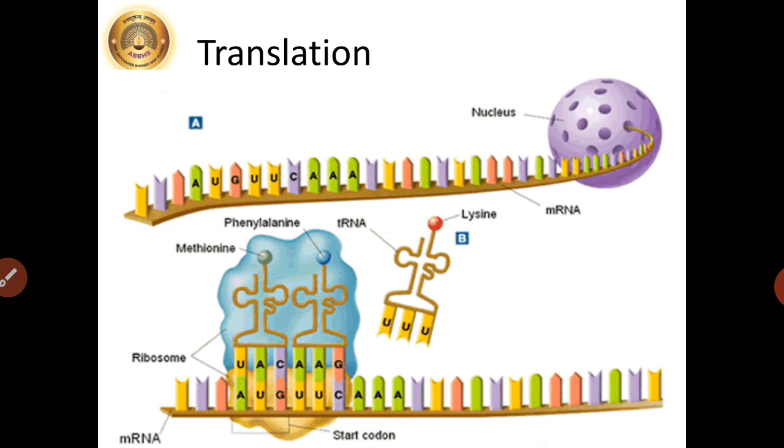So just observe the diagram. As I said, like a lock and key, or like a jigsaw puzzle, the mRNA and tRNA both have complementary structures to each other, and if the structure matches, then only the information gets transferred.